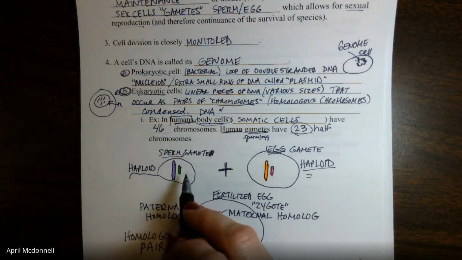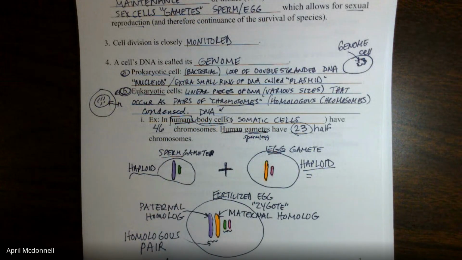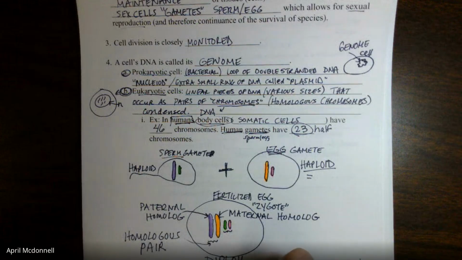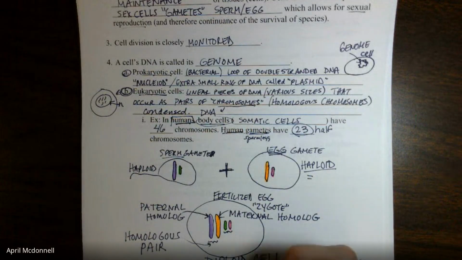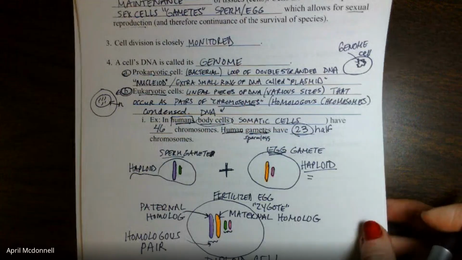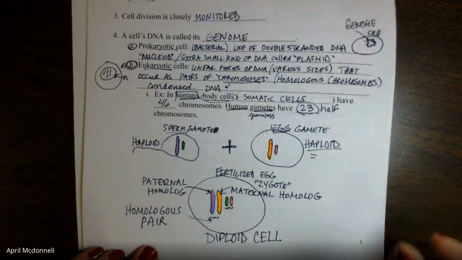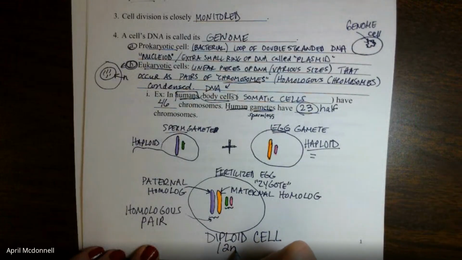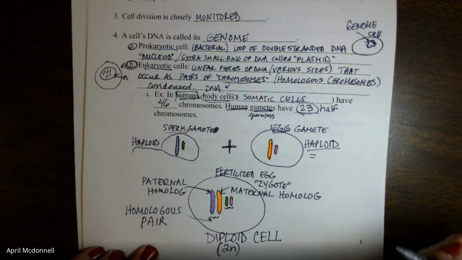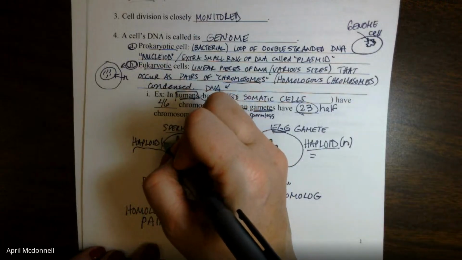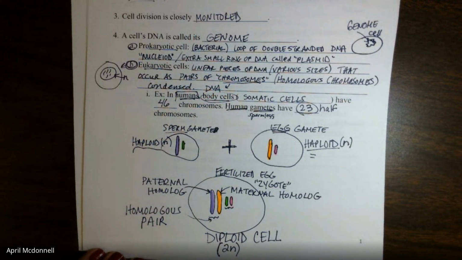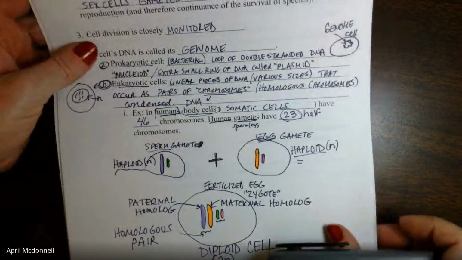The cell that is produced after the sperm and the egg combine during fertilization is called a diploid cell. The term diploid can be abbreviated with the symbol 2N, whereas haploid is abbreviated with just an N by itself. Let's go on to the next page.